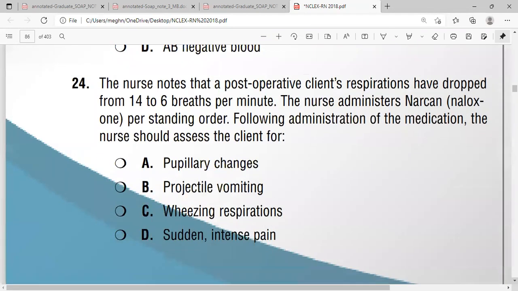Next, the nurse notes that a post-operative client's respirations have dropped from 14 to 6 breaths per minute. So 6 breaths per minute is not normal. The nurse administers naloxone or Narcan per standing order. Following administration of the medication, the nurse should assess the client for what?